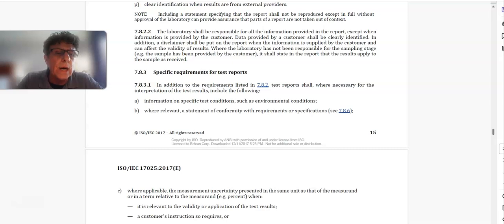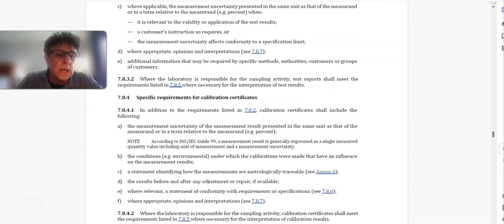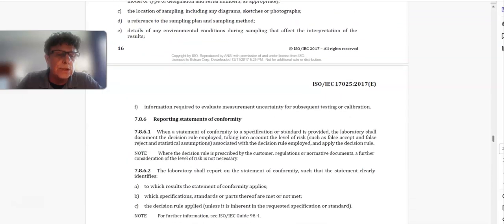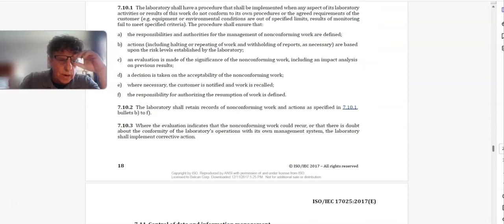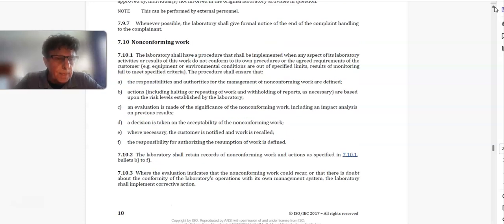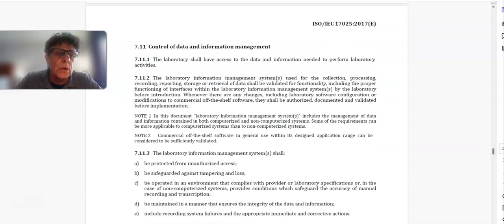And then you have customer complaints, which is in section 7.9, and then you have section 7.10, which is non-conforming work. And then finally, section 7.11, which is your control of data or your LIMS system for how you generate a final test report and how you keep access data protected, backed up, things like that. So those are all what you would refer to as process requirements.